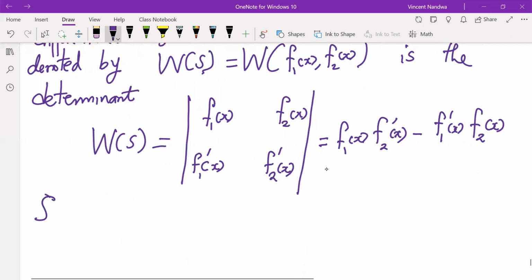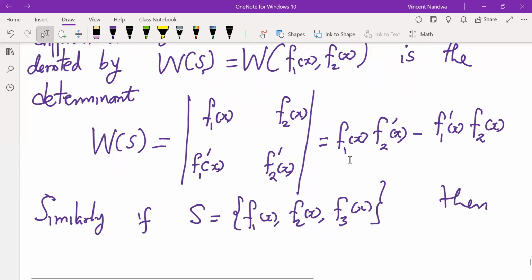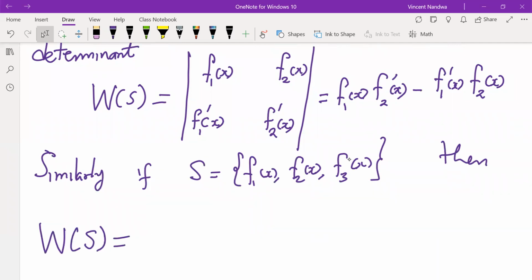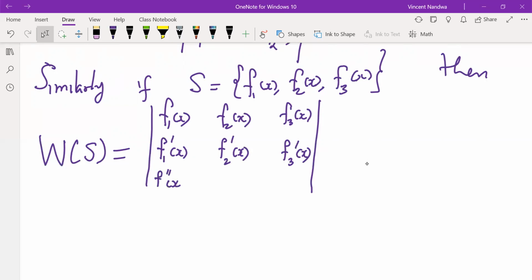So similarly, if S is given by f1 of x, f2 of x, f3 of x, three functions, then you can define the Wronskian of this set as the determinant with first row f1, f2, f3, second row the derivatives of these functions, f1 prime, f2 prime, f3 prime, and third row the second derivatives of f1, f2, f3, etc. So you can as well define the Wronskian of more than 3 functions.